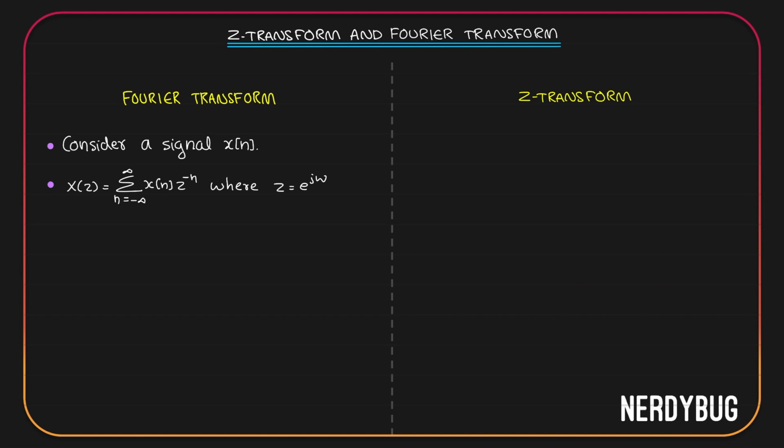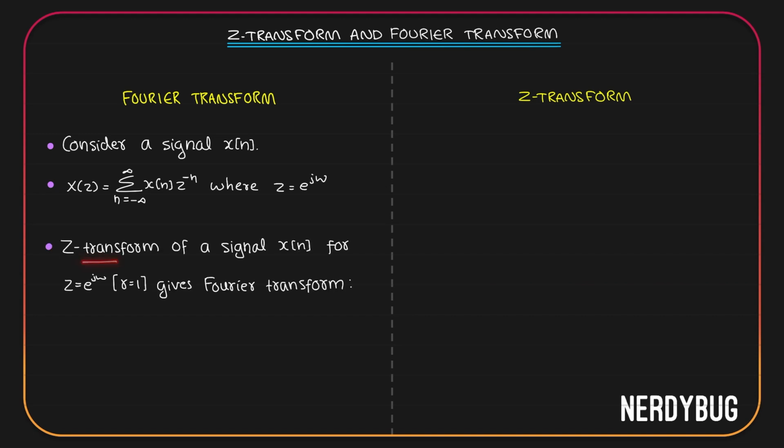So we can conclude that Z transform of a signal x of n for z being equal to e raised to j omega, or its magnitude r being equal to 1, gives the Fourier transform. So we can write X of z if z is equal to e raised to j omega is equal to Fourier transform of x of n.